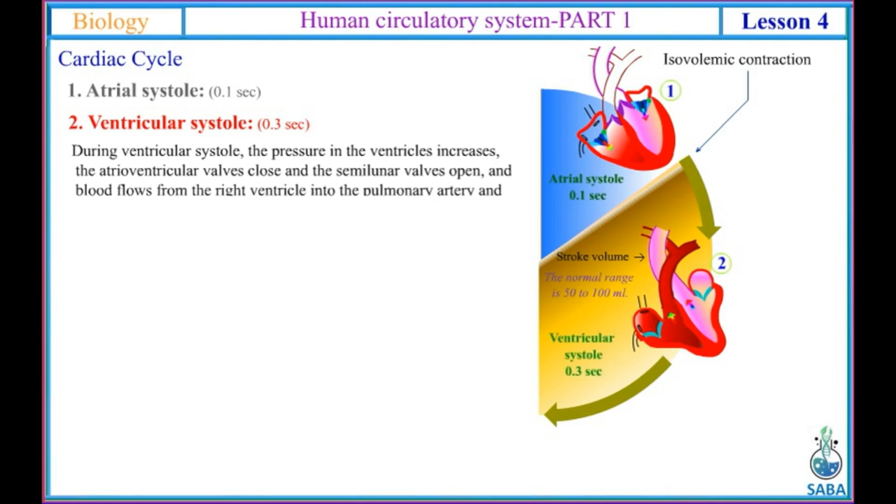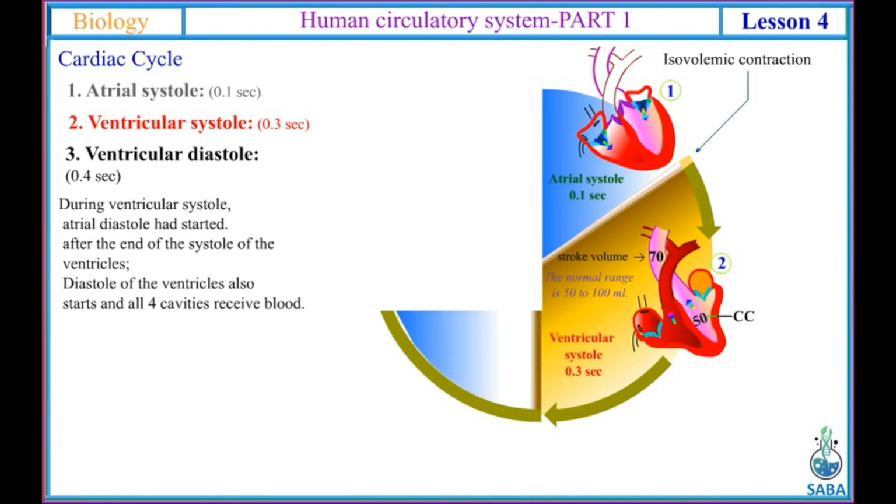Ventricular systole. This takes 0.3 seconds. During ventricular systole, the pressure in the ventricle increases. The atrioventricular valves close and the semilunar valves open, and the blood flows from the right ventricle into the pulmonary artery and from the left ventricle into the aorta.